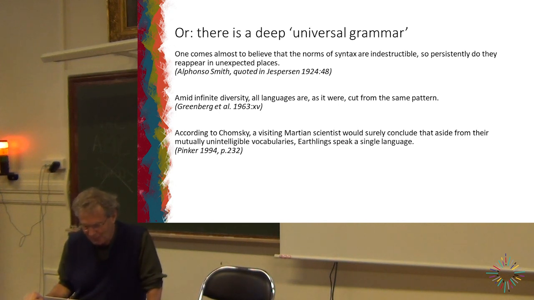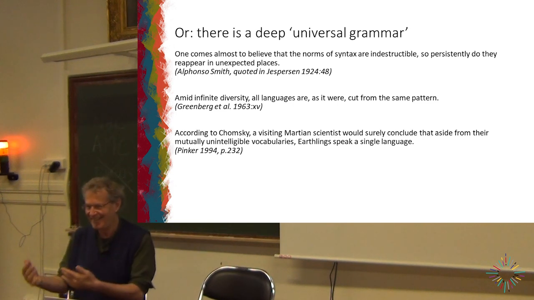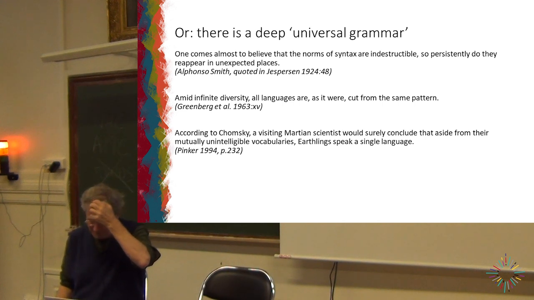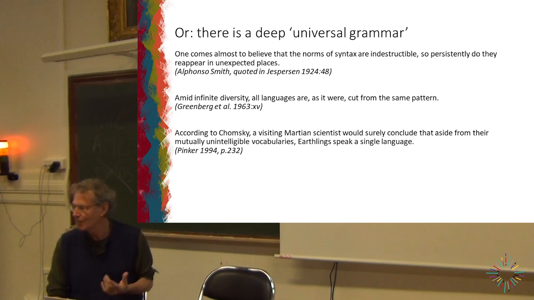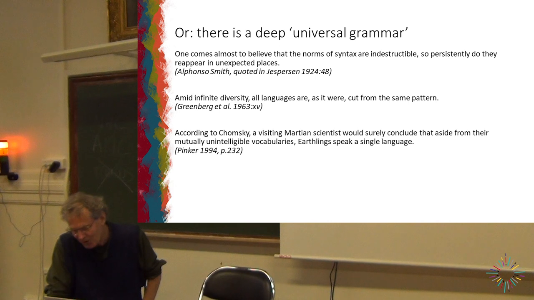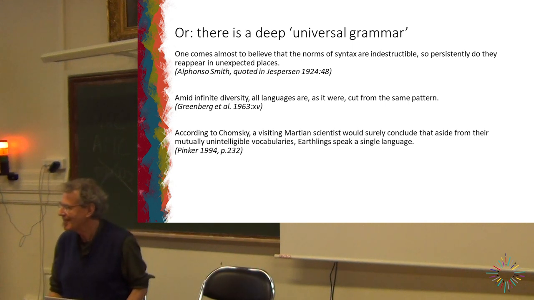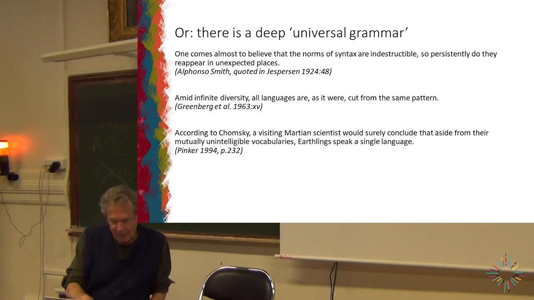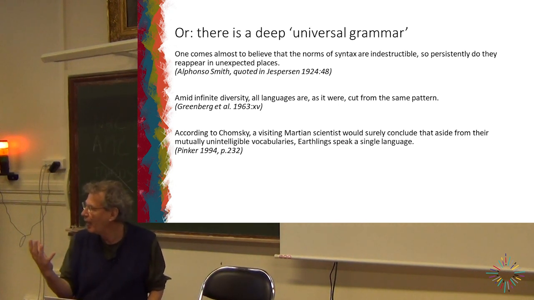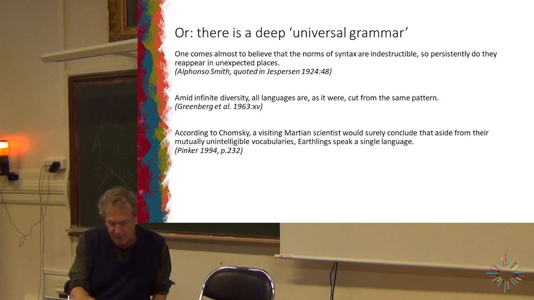And then we've got Pinker saying, according to Chomsky. I think Pinker's version is slightly stronger, so it's nicer to put here, but Chomsky's certainly well known for espousing this view: a visiting Martian scientist would surely conclude that, aside from their mutually unintelligible vocabularies, Earthlings speak a single language. So these are the two poles of views of how deep the diversity really runs.